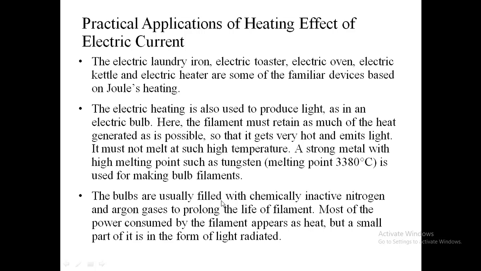The bulbs are usually filled with chemically inactive nitrogen and argon gases to prolong the life of the filament. So generally whenever you burn something, what happens? It becomes ash. But in order to increase the lifespan of the filament used inside the bulb, we fill the entire bulb with nitrogen and argon gases. Most of the power consumed by the filament appears as heat, but a small part of it is in the form of light radiated. So whenever a bulb glows, most of the electrical energy is dissipated in the form of heat, but only a small amount of energy is used to produce light.